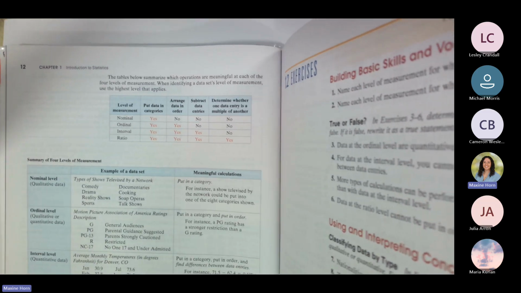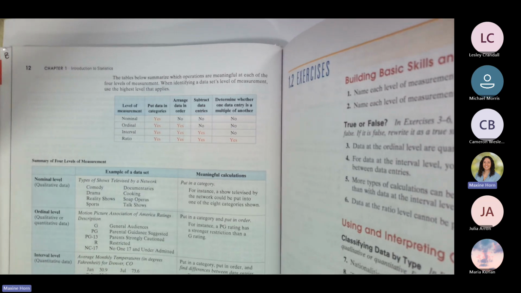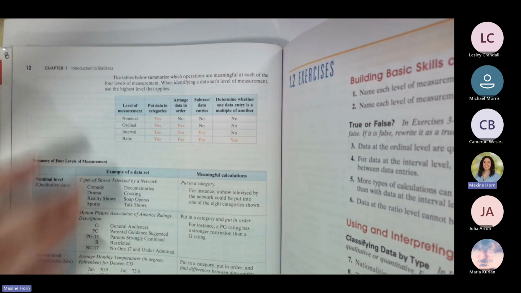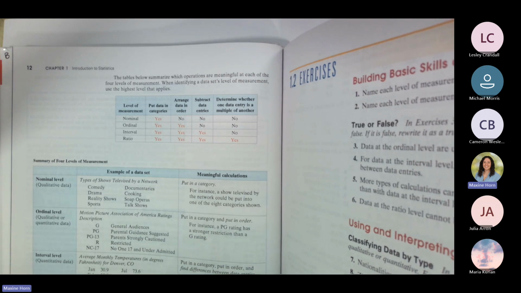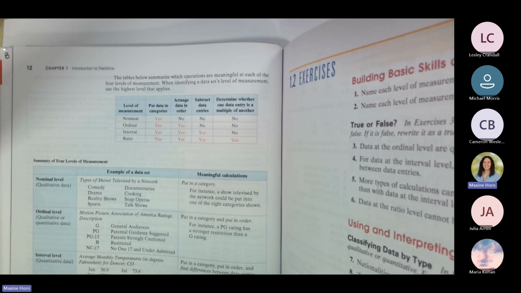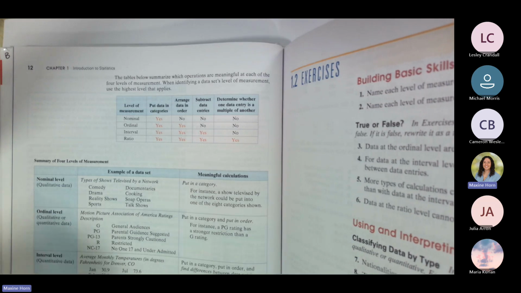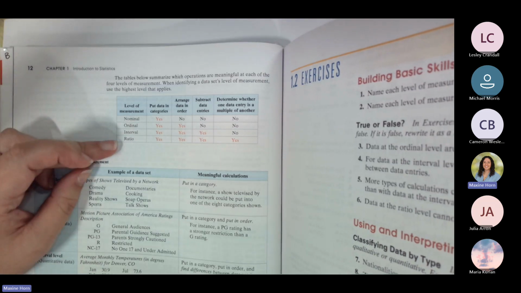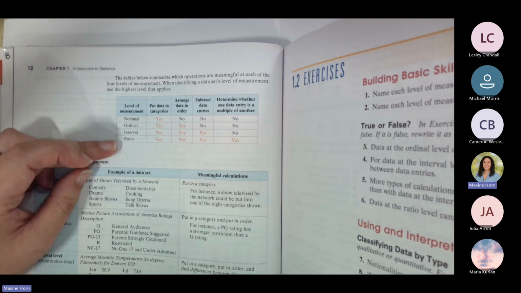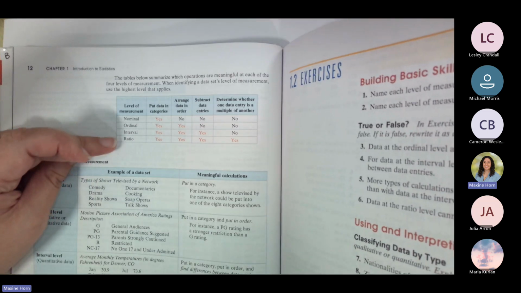If you have the electronic book, I'm not sure if it's the same page number, but a lot of times tables like these can be really helpful, so don't skip over them. This has a pretty clear way for you to understand the difference between the different levels of measurement. We're starting from the lower and going to the more involved and complicated, and we can do more with it, right? So we have nominal, ordinal, interval, and ratio.